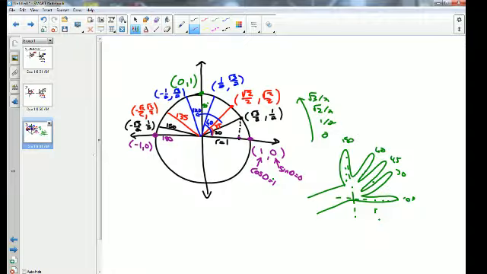Negative 1, 0. And then if I flip this again into this quadrant, they're both negative, right? And if you go the other way, x is positive, y is negative. All you're doing is taking these numbers and flipping them over here and putting the negatives in the right spot.